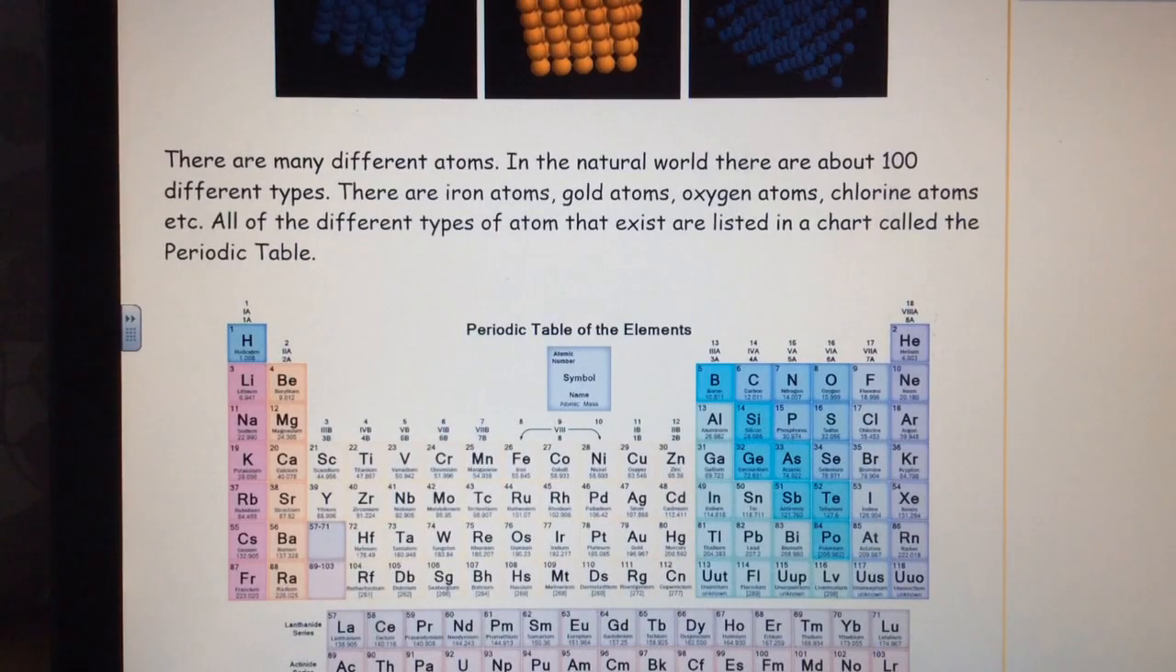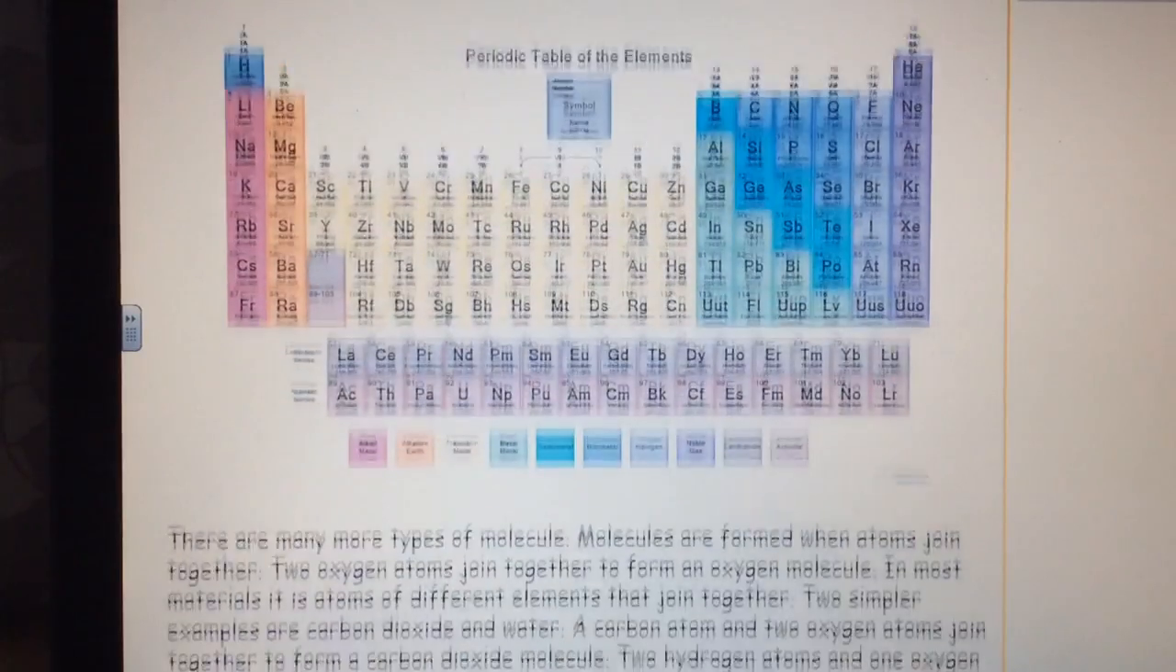There are many different atoms. In the natural world there are about 100 different types. There are iron atoms, gold atoms, oxygen atoms, chlorine atoms, etc. All of the different types of atom that exist are listed in a chart called the periodic table.